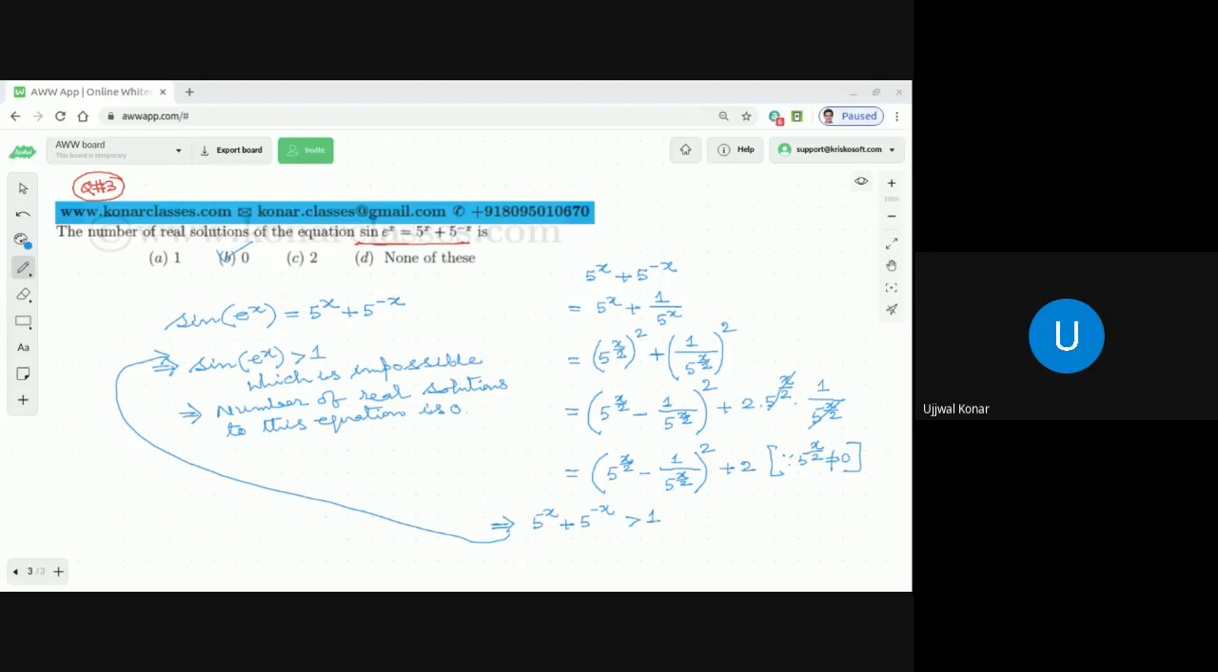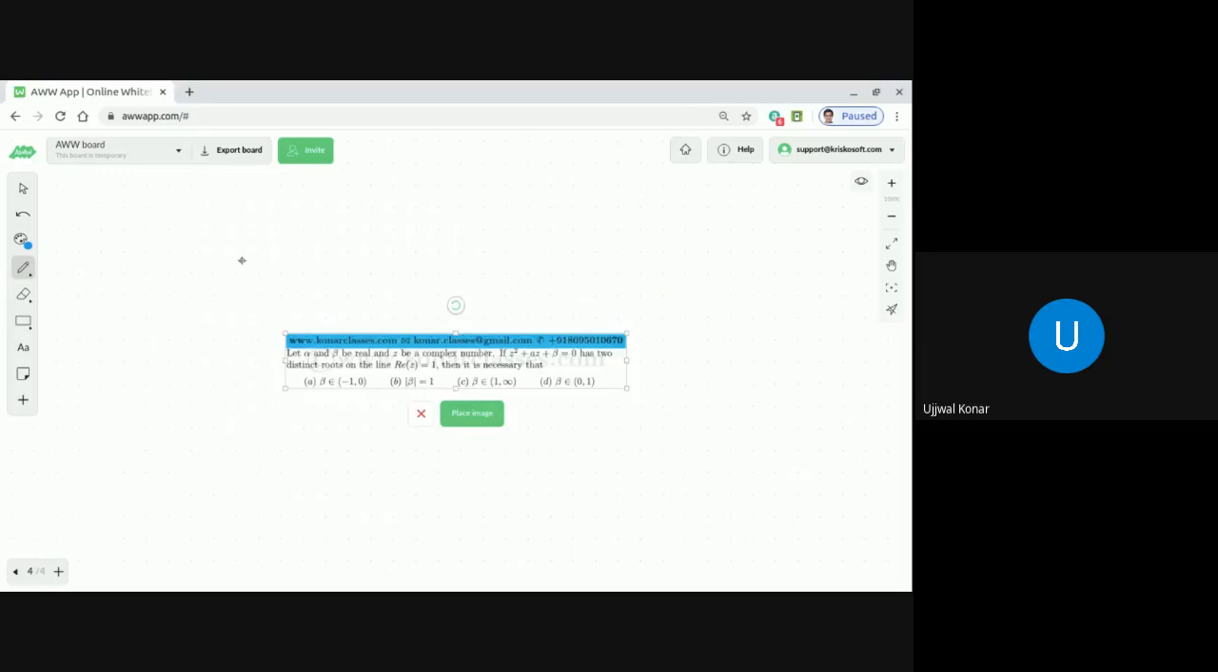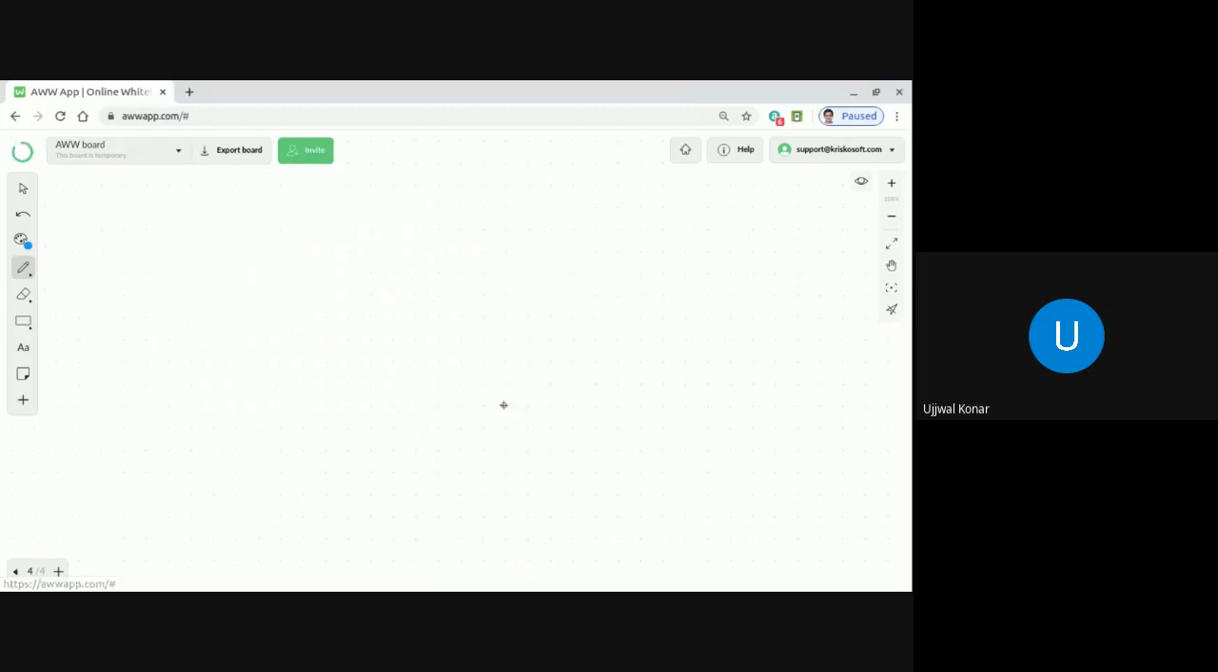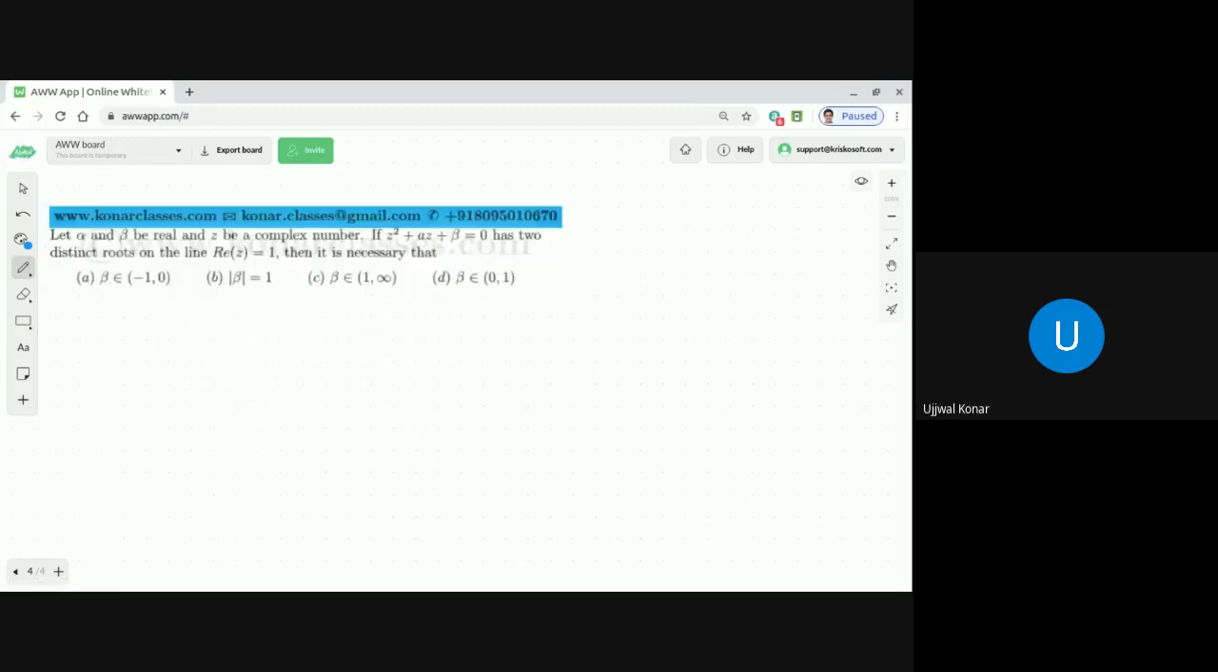Okay, dear students. So this question, what I'm going to give you, is a question where I use the concept of complex numbers as well. So please solve this question. That is question number 4.